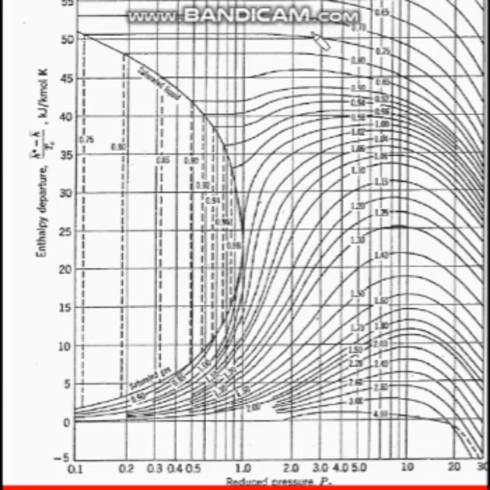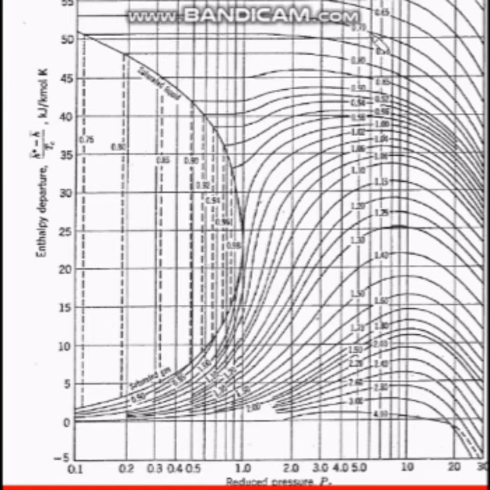So when we go into the chart, we'll see these numbers. This is the PR, which is the reduced pressure. As you can see, the reduced pressure increases downwards. Within there, we also have the saturated lines. If you look at this, it says saturated liquid. So this is the saturated liquid line, and then this is the saturated gas line.